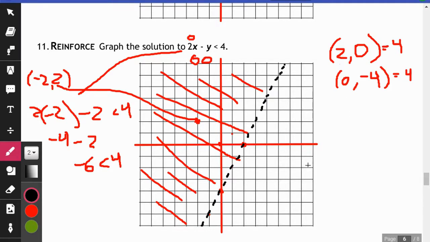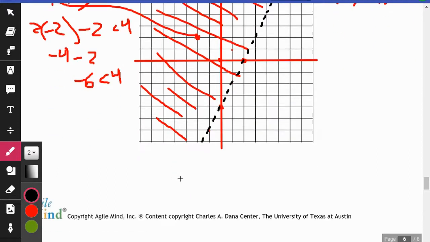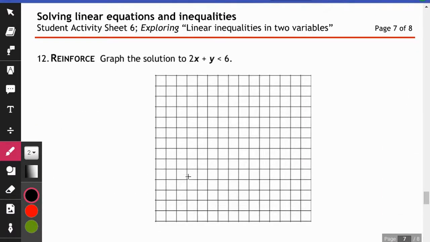That means that it can't be on the line. It can't actually equal 4. It has to be less than 4. Okay, this one right here. Less than 6. Sure. Graph.